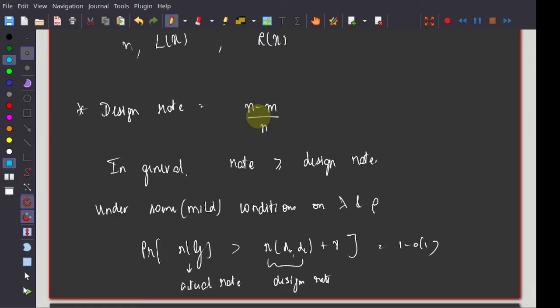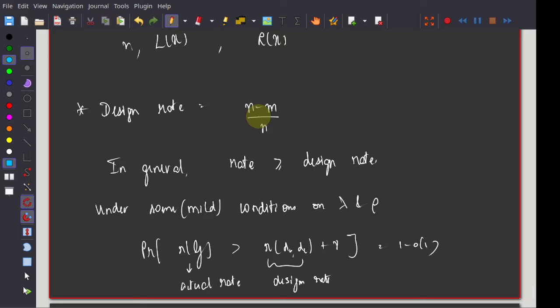In particular, since the rank could be less than or equal to m, and could even be strictly less than m, the rate, which is actually n minus m by n, is going to be greater than or equal to the design rate of the code. So that's all that this is saying.